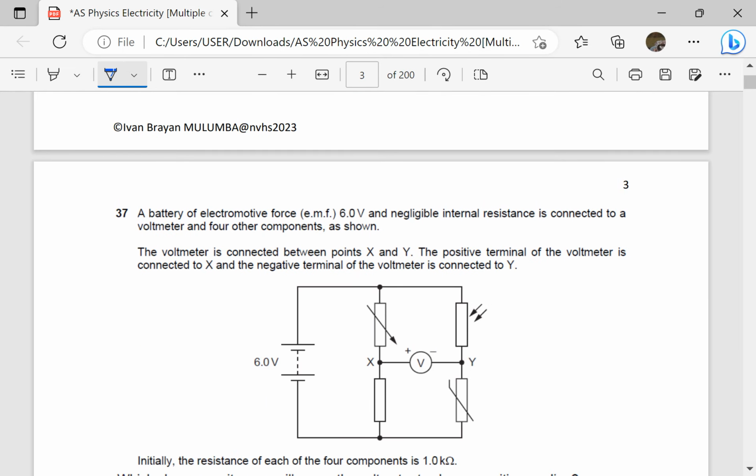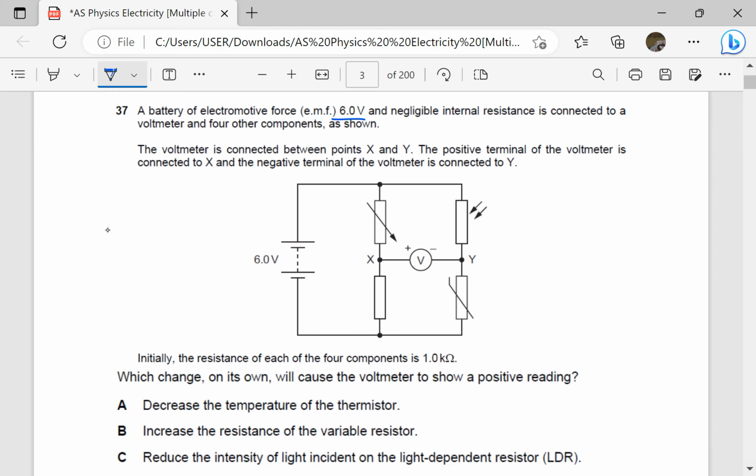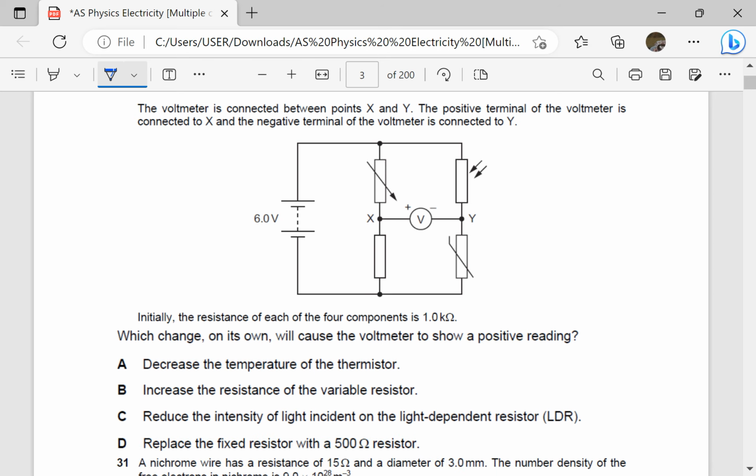A battery of e.m.f. 6 volts and negligible internal resistance is connected to a voltmeter and 4 other components as shown. The voltmeter is connected between points X and Y. The positive terminal of the voltmeter is connected to X and the negative terminal to Y. Initially, the resistance of each of the 4 components is 1 kilo ohm. So let's say this is 1 kilo ohm, 1 kilo ohm. These two are in series.